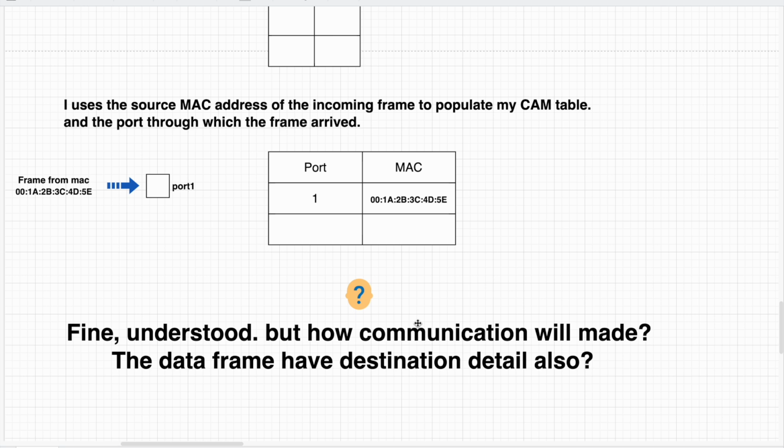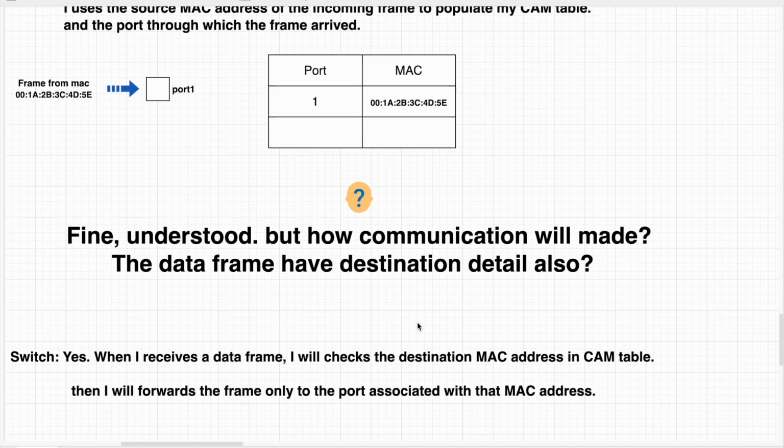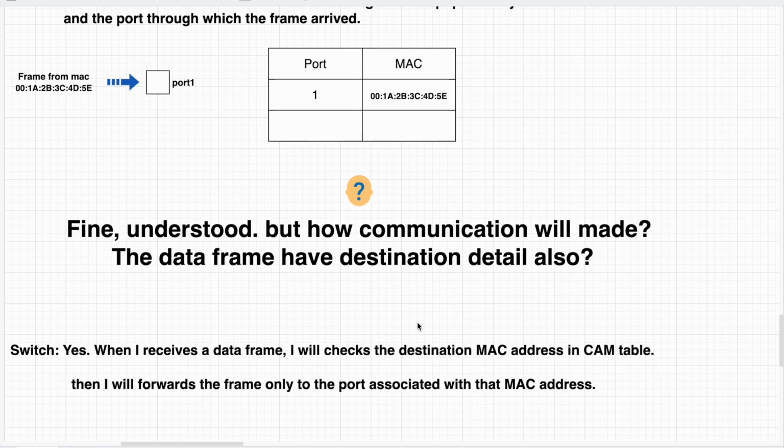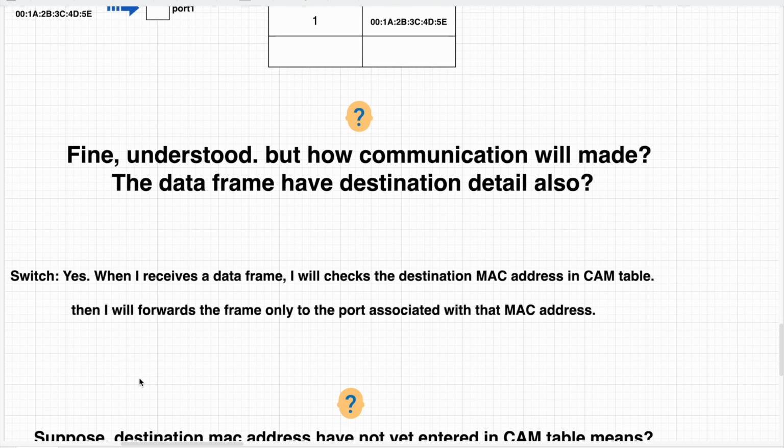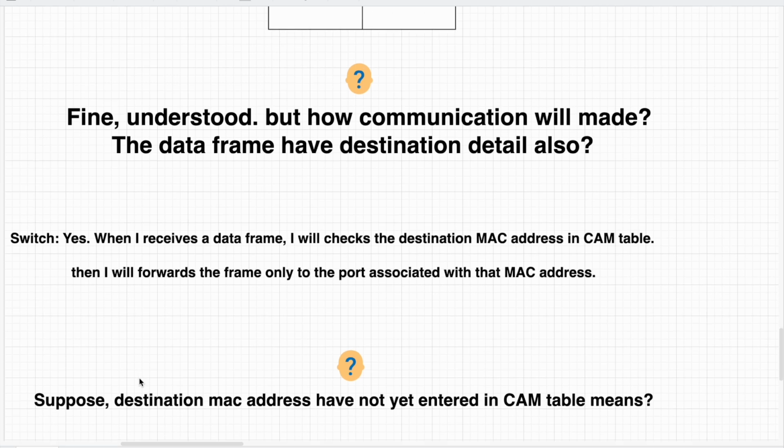But how will communication be made? The data frame has destination details also? So it's saying, yes, when I receive the data frame, I will check the destination MAC address in the CAM table. Then I will forward the frame only to the port associated with that MAC address.